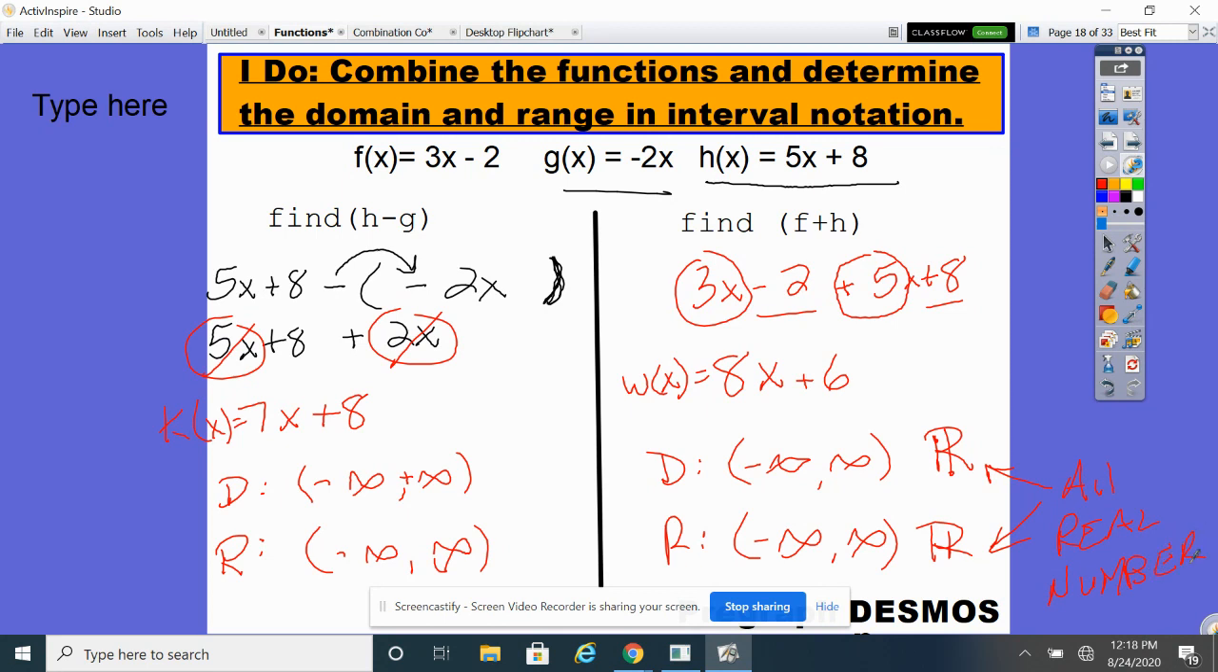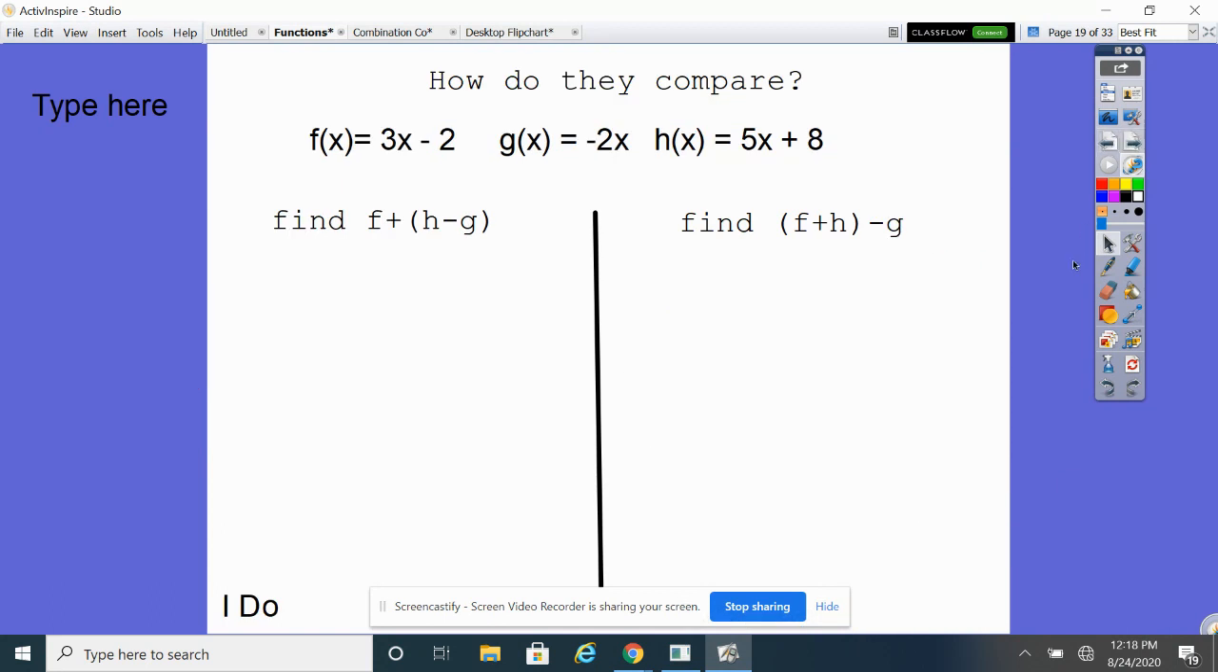The symbol means all real numbers. That just means negative infinity to infinity. At some point, you're going to hit all the numbers in the negative direction and the positive direction. All right, keep cruising. How do they compare?